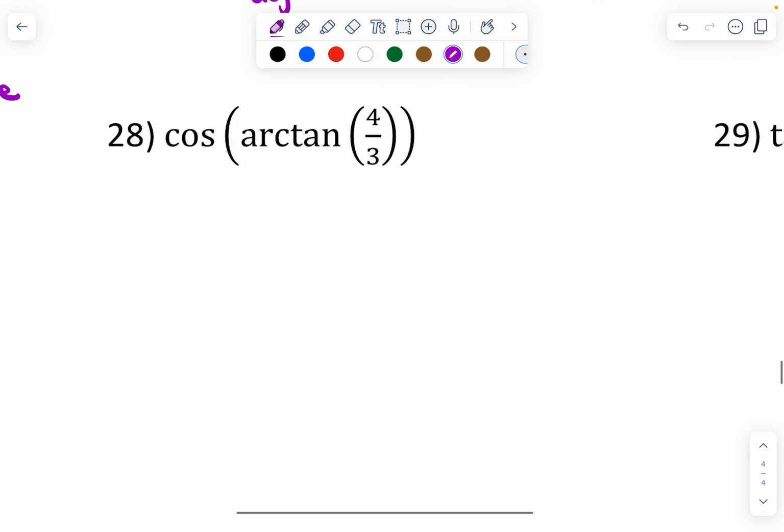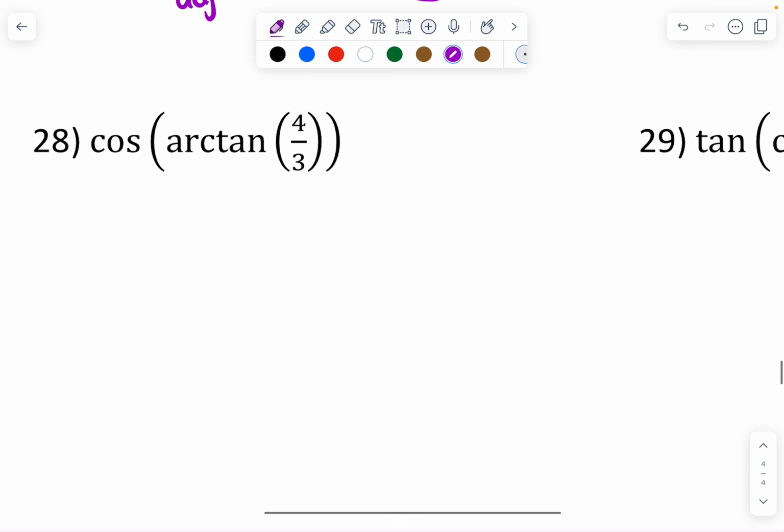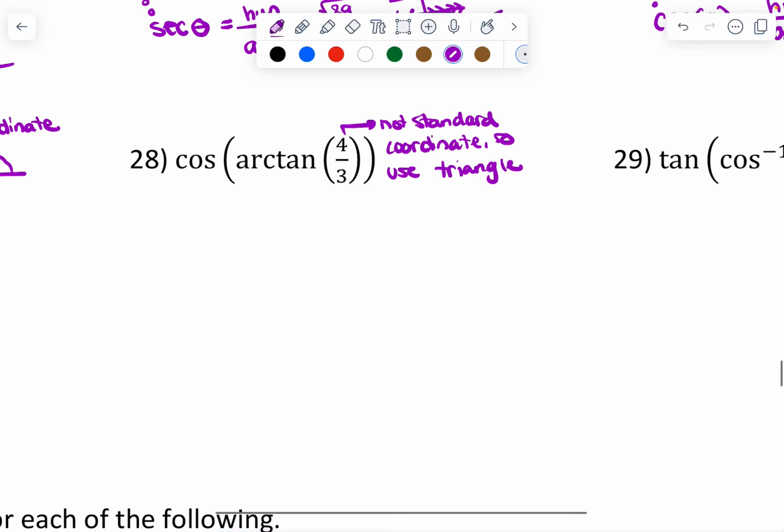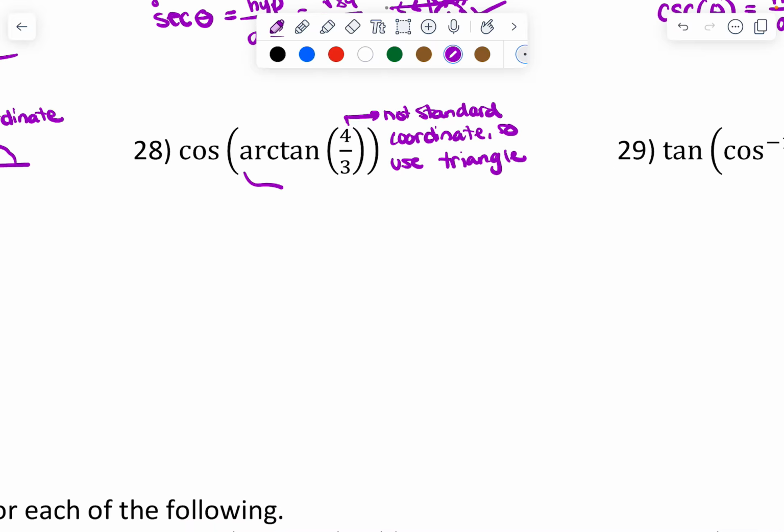All right, so for 28, we have cosine of arctan of 4/3. So 4/3 you should recognize is not on the unit circle. It is not a standard coordinate, which means you will have to use a triangle. And yes, you can plug these in, but these should always be exact answers. So you will be constructing a triangle. So still focus on the fact that this is a theta.